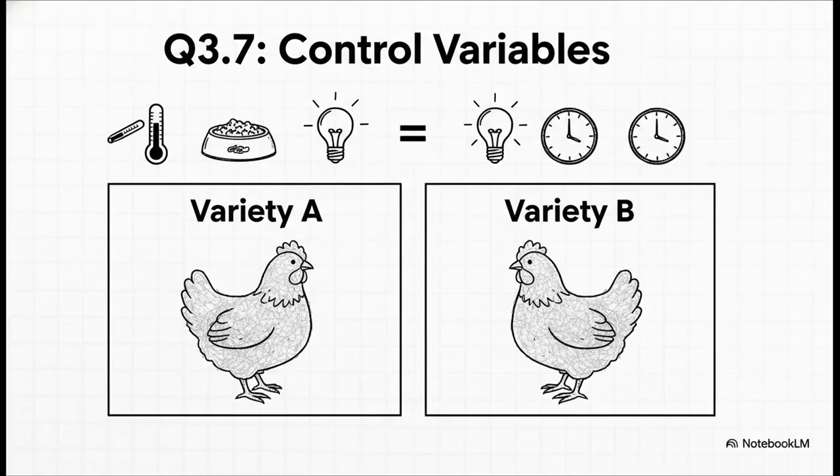Now, question 3.7 asks for control variables. In other words, what things do you need to keep exactly the same to make sure it's a fair test? The mark scheme gives a whole list of good answers. Temperature, the amount and type of food, how much light they get, the space they have, even the age of the chickens. You only need to name 2 to get the marks.